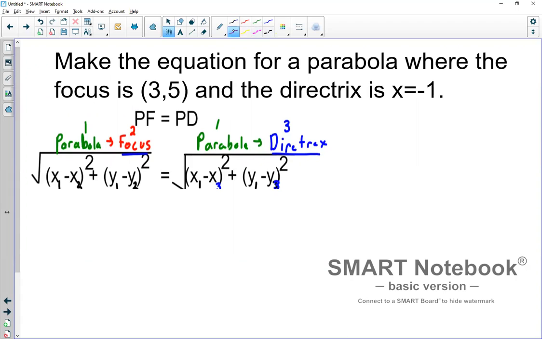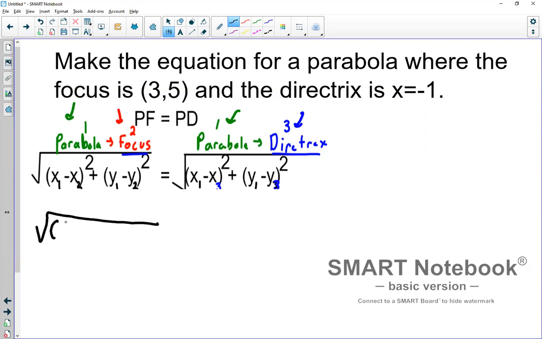What we're looking for is the parabola's values. And right now, we don't know what the parabola values are, so they're going to stay variable. While we do know what the focus value is, and we do know what the directrix value is. So we're going to use that information to figure out the parabola. To start us off, we're going to do the square root. 1 is the parabola and 2 is the focus.